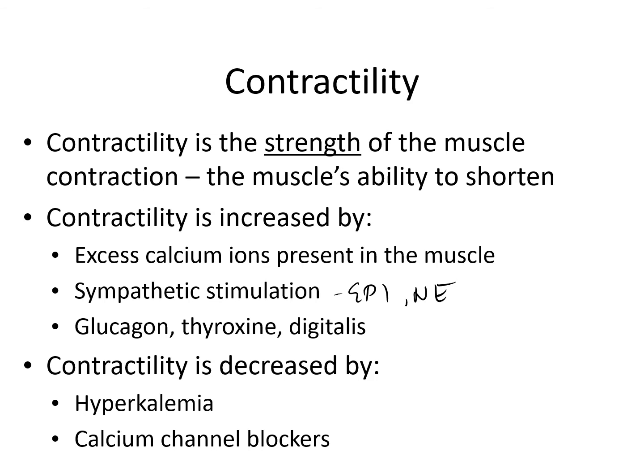Contractility is decreased by excess potassium. This term here, hyperkalemia, means there's too much potassium in the bloodstream. That will increase the resting potential. I'm going to put RP there for resting potential, and makes it harder for that heart to reach action potential or threshold. Calcium channel blockers are drugs that decrease the strength of contraction. That may be useful for someone who has a heart that is over-responsive or overworking.